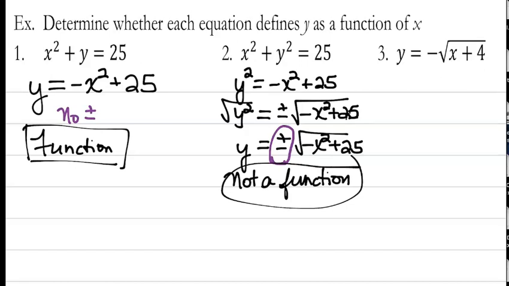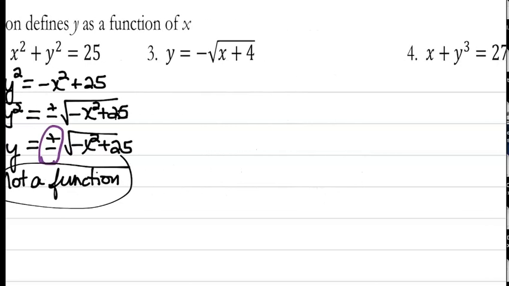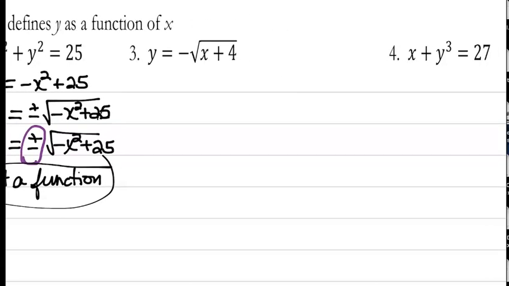Let's look at that next one. Number 3. Number 3 is already solved for y. When I look on the other side of the equal sign from the y, I don't see that plus or minus symbol. So this one's going to be a function.